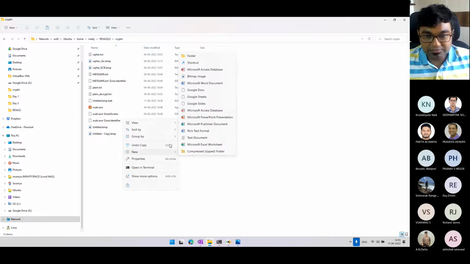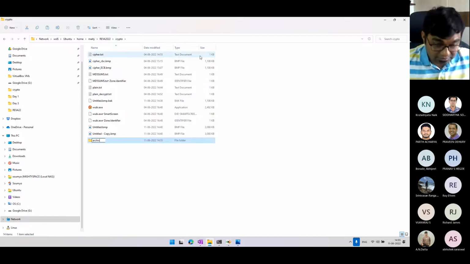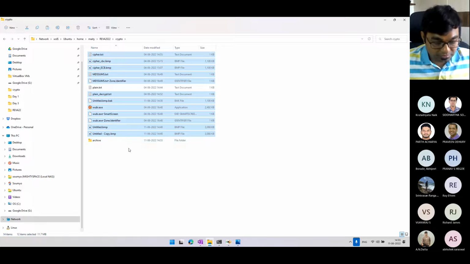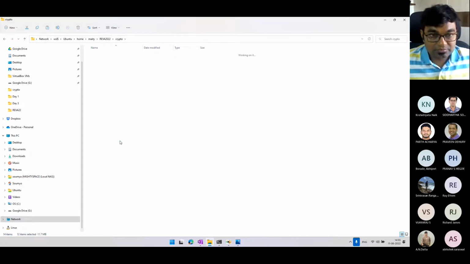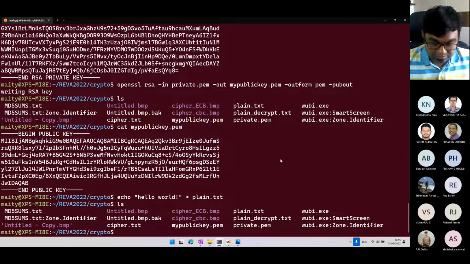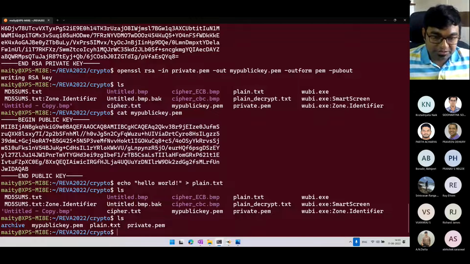I'm creating a folder, which is not required for us. I'm just taking them back. Okay, these are the three files that we are interested in. So now we have my public key, private key, and plain text.